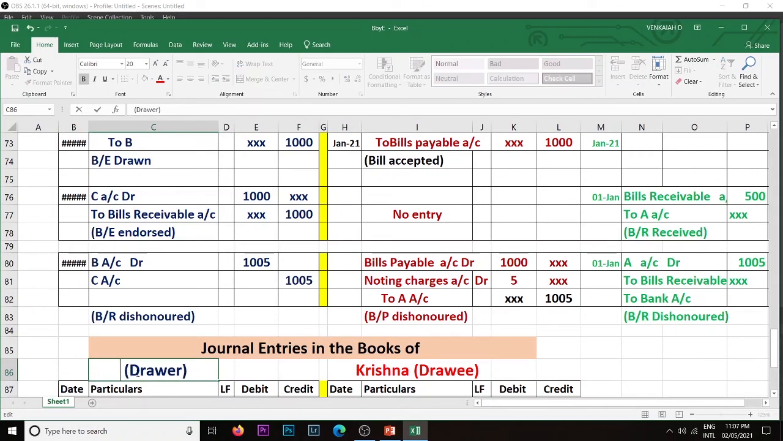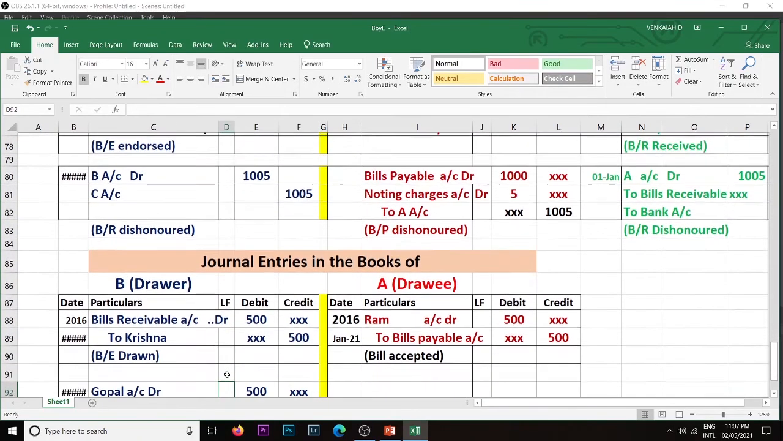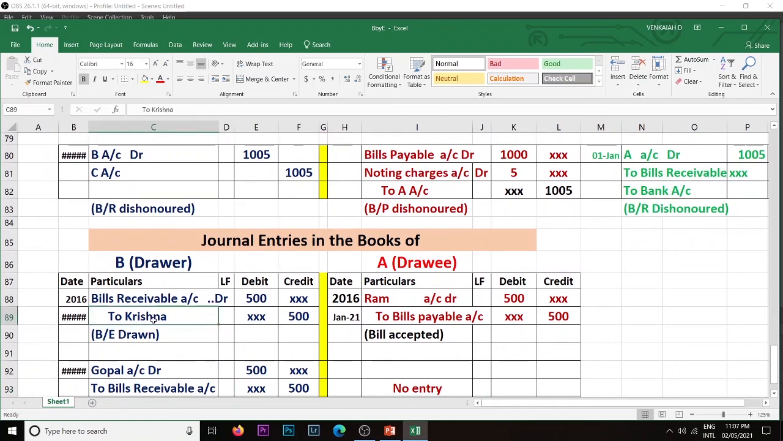B is a drawer. A is an acceptor. The first word itself is telling that A accepted the bill. So now first one is bills receivable account debit to A account. Amount is 1000. B account debit to bills payable account.